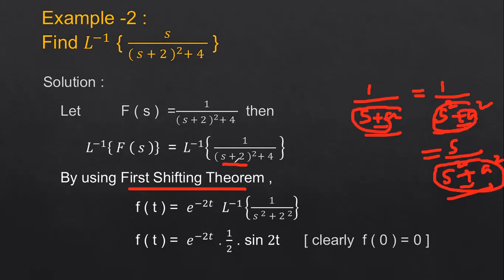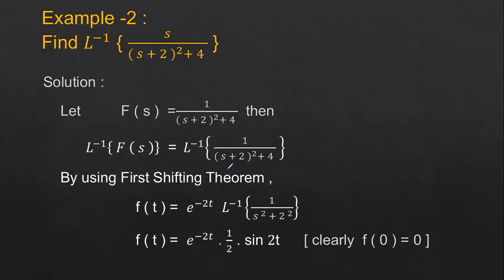Okay, but when you see here, it is s plus 2 whole square. That is nothing but shifted by some value. So that's why we have to apply the first shifting theorem in order to simplify this. So when you apply this first shifting theorem, what will you get? It is shifted by plus 2 times.